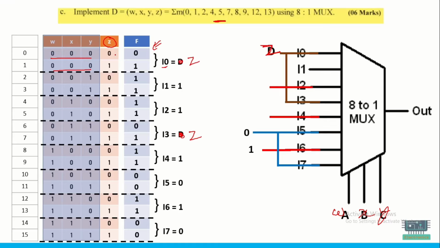So for I0, the select lines are 0, 0, 0: 0 is there, and for 0, 1, 1 is there. It means z will be the output when the select line is 0, 0, 0 for I0. So we need to give z over here. Similarly, I1 is 1, so this I1 should be connected to 1. Similarly, I2, I4, I6, you can see these are generating 1, so the input will be 1. Similarly, you can see I5 and I7 are 0, and I6 is connected to 1. So this is how you can solve the implementation using an 8:1 mux. There is a separate video on this also. You can visit that for clarity.